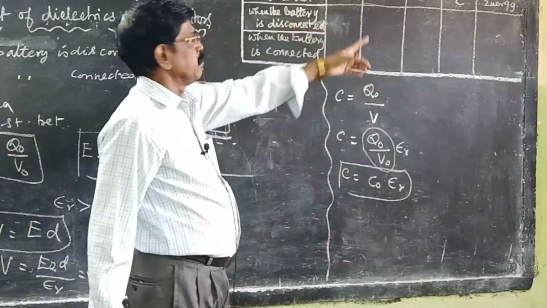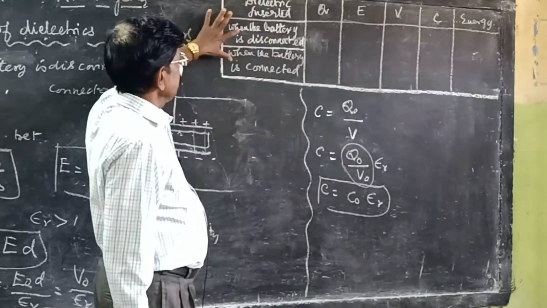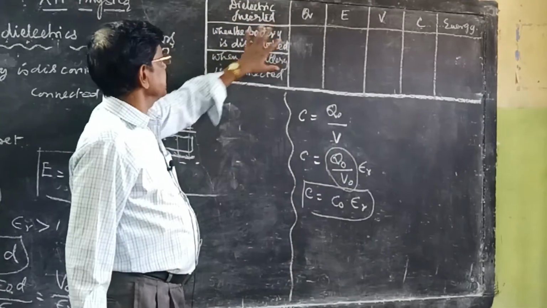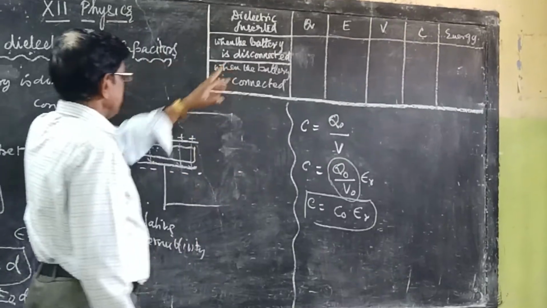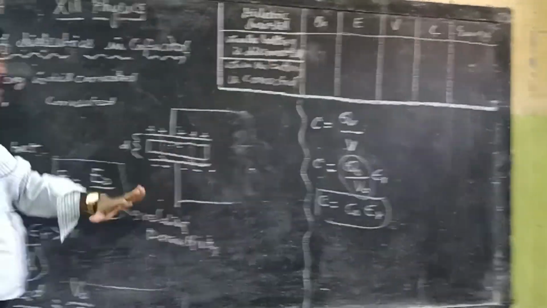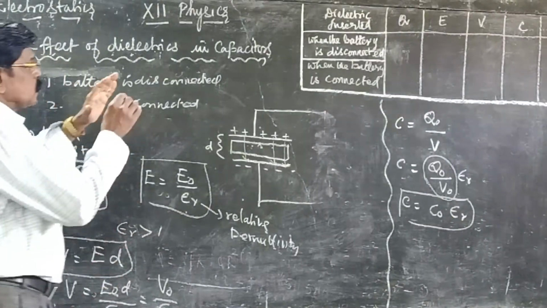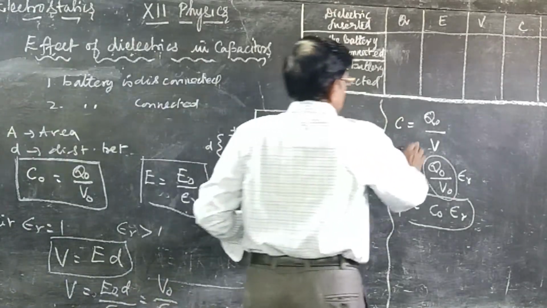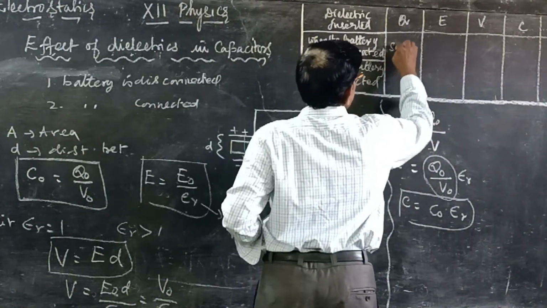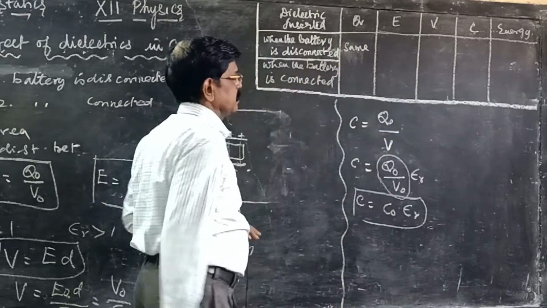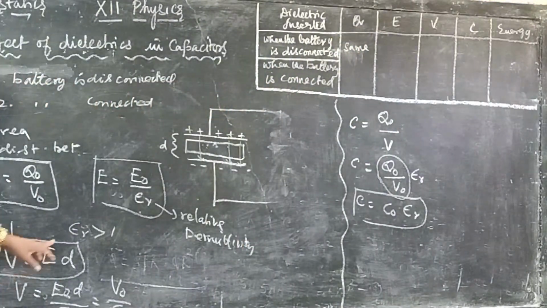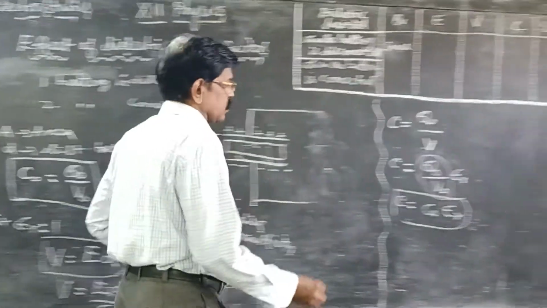Now this is a table. For dielectric insertion, the first point is when the battery is disconnected. When the battery is first connected and then disconnected, the charge remains the same. What about the electric field? The electric field decreases.